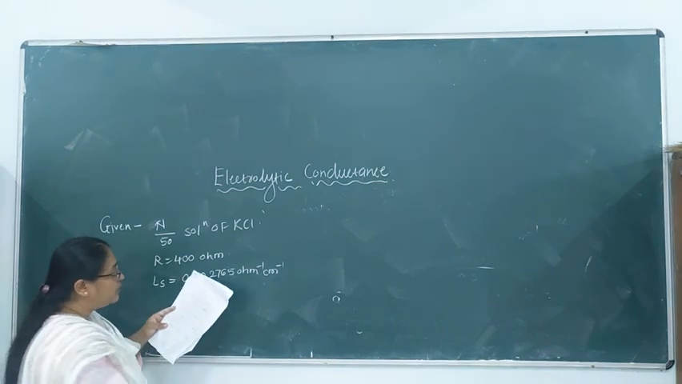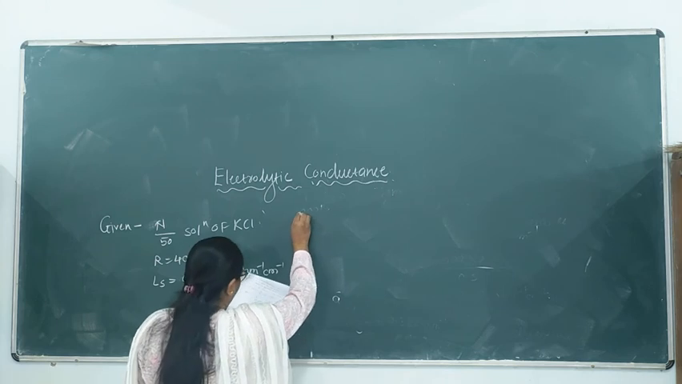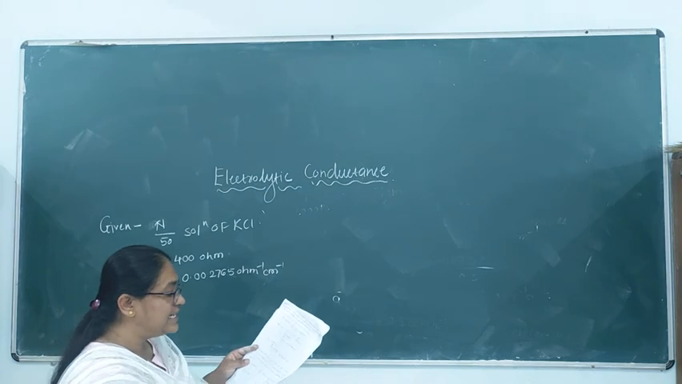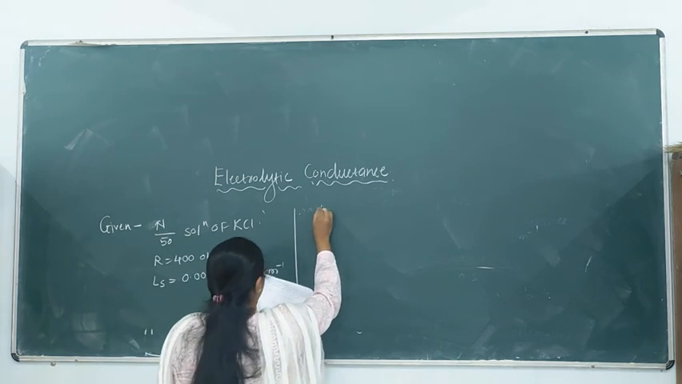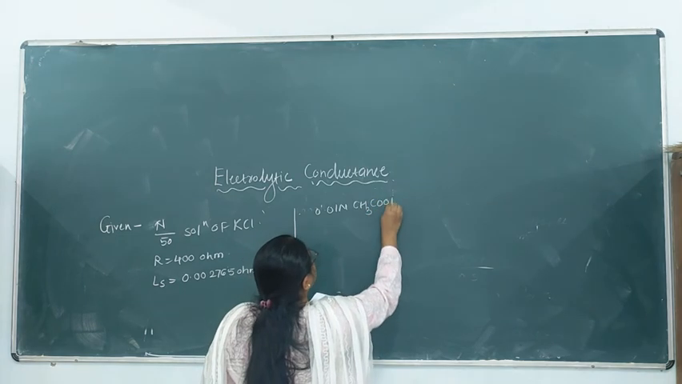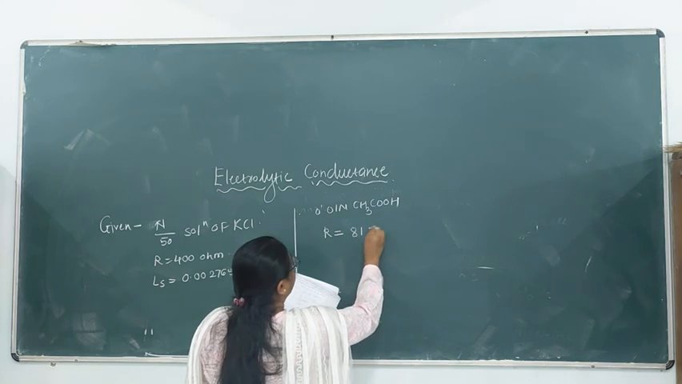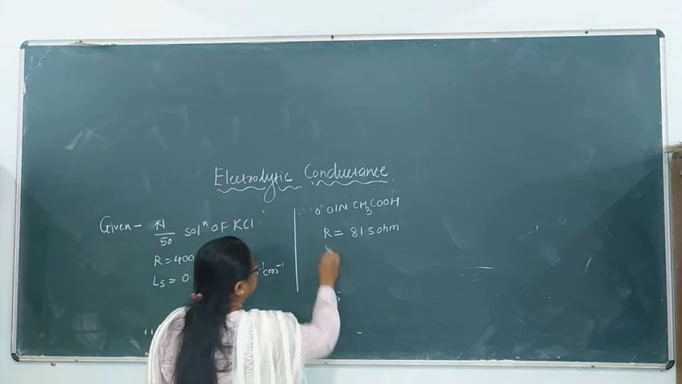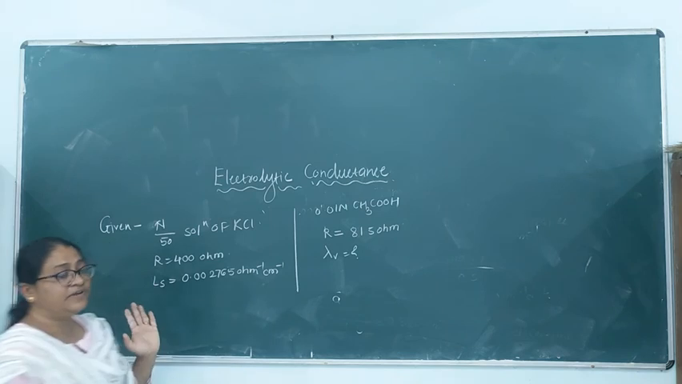and the resistance of the 0.01 normal solution of acetic acid at 25 degrees Celsius is, now this data is for KCl, and this is for 0.01 normal acetic acid solution. For this you have given the resistance, and that is 815 ohms. Calculate the equivalent conductance.